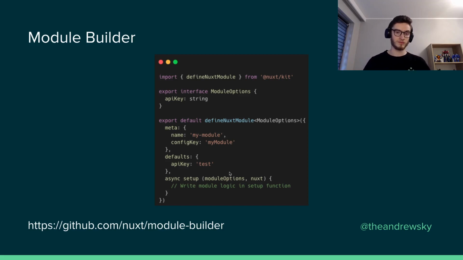Apart from meta, we can also define default options, a default configuration. So what happens when a user doesn't provide us any configuration? And finally, the most important step is the setup function that allows us to add plugins, add middleware, add composables, add new components, so that we can wrap all this logic into this module. And you can check it out using the following link.